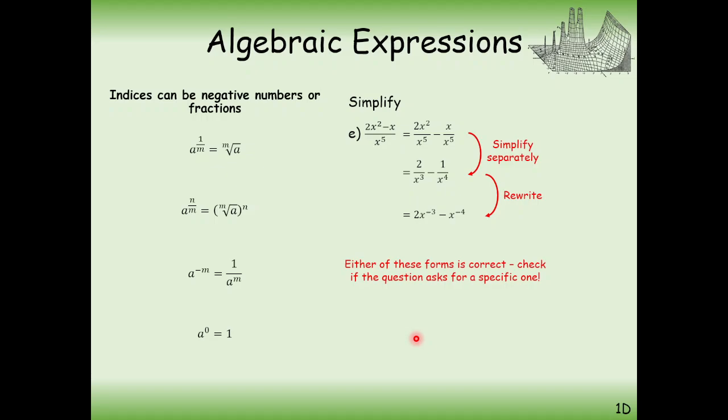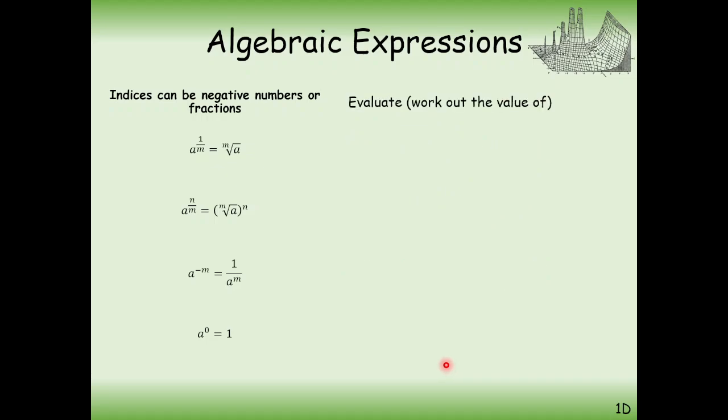Check if the question asks for a specific form. They may ask you to write it in a certain format, so we have to modify the expression accordingly. Now evaluate the value of 9 to the power 1/2. It will be root 9, which is equal to 3. For 64 to the power 1/3, the cube root of 64 will come, which is 4. And for 49 to the power 3/2, we write it in the form of root 49 whole cubed. 49 is 7 squared, root 49 is 7, so it will be 7 cubed.